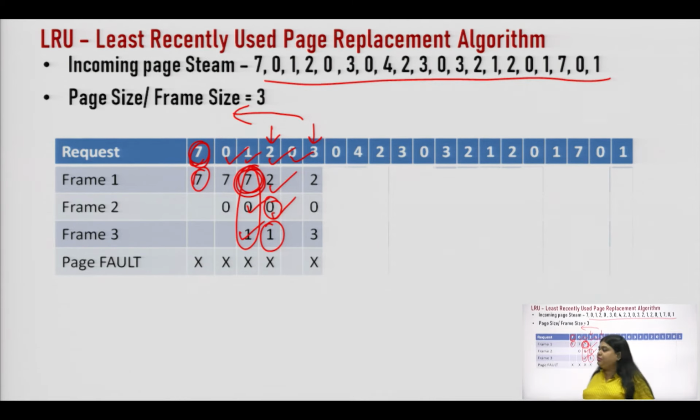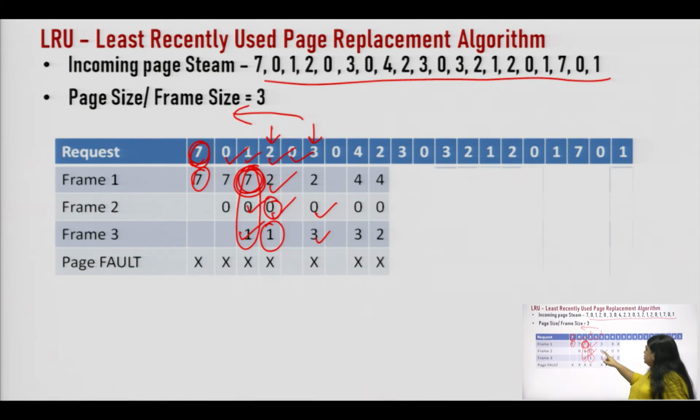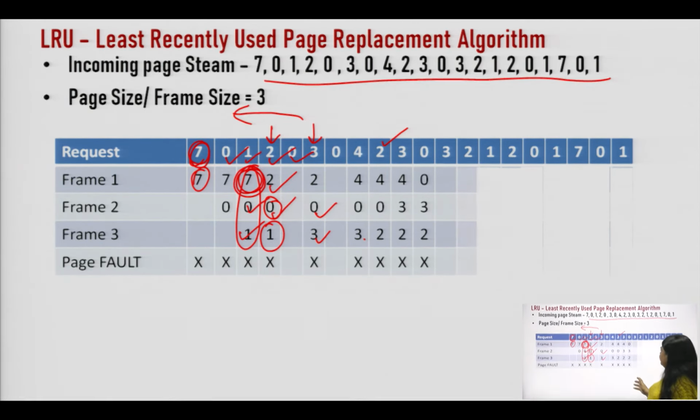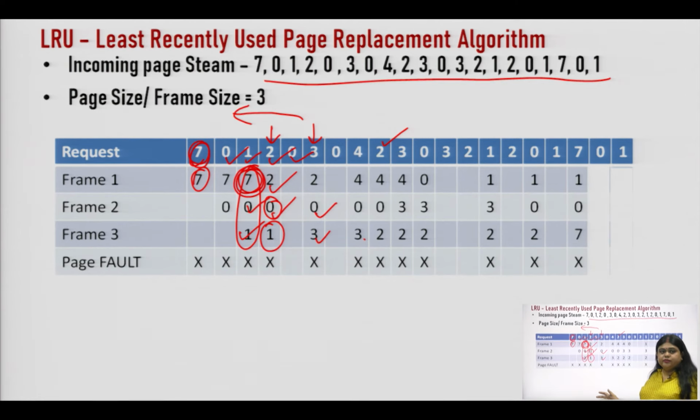We use the same method. Again 0, because it is there in the memory, we are not going to go for any replacement. Coming to 4, 0 and 3 have been recently used, so 4 will replace 2, right. Similarly, 2 has replaced 3 because 4 and 0 were recently used, right. So, this is the method that we follow for your least recently used page replacement algorithm.